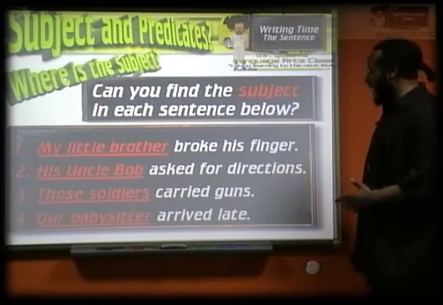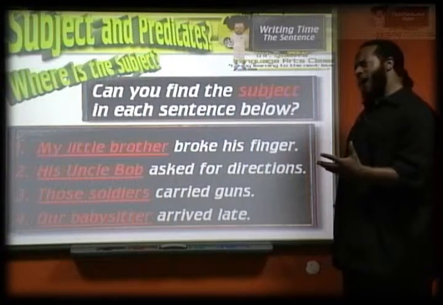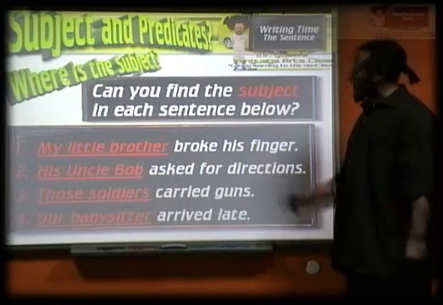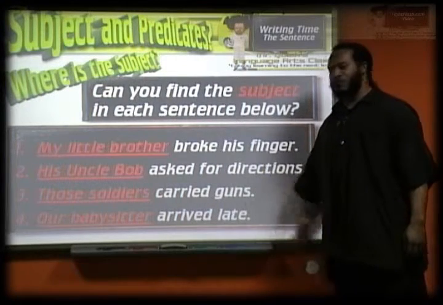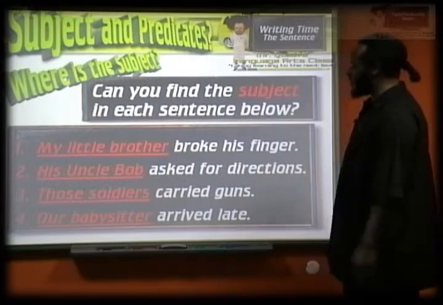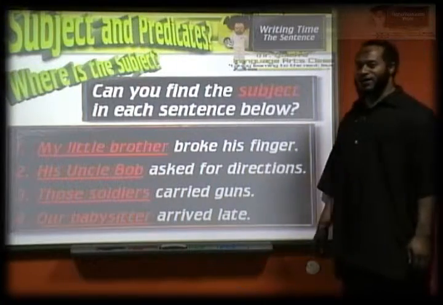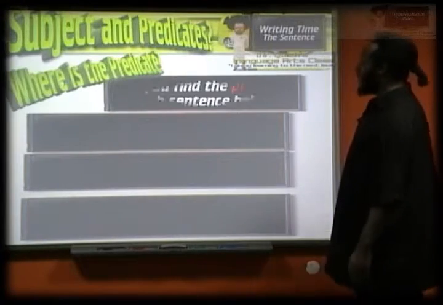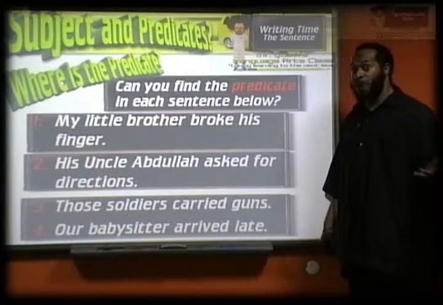Yes, our babysitter arrived late. Arrived. That's the verb. So we asked the question who, and we looked before the verb and we found our subject, our babysitter. When you apply this method, it becomes a very, very easy task finding the subject in a sentence. Well, now let's take the same sentences and let's find the predicate.